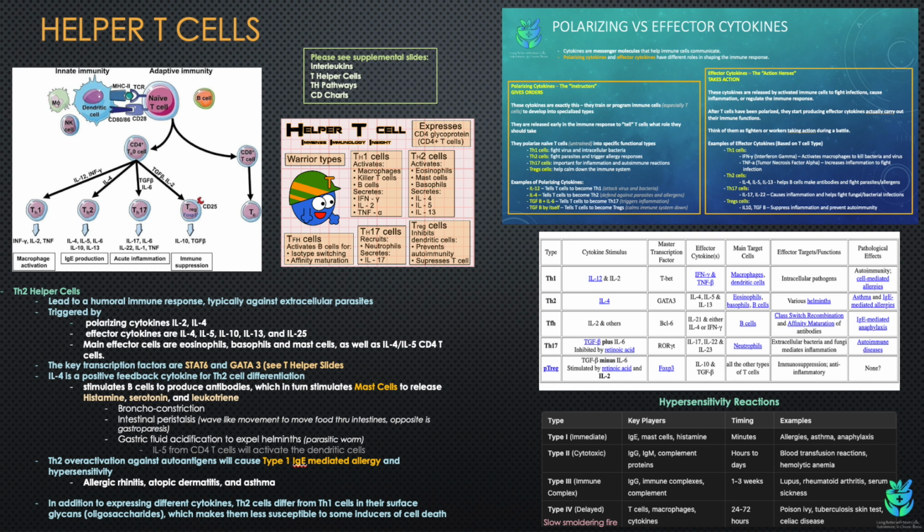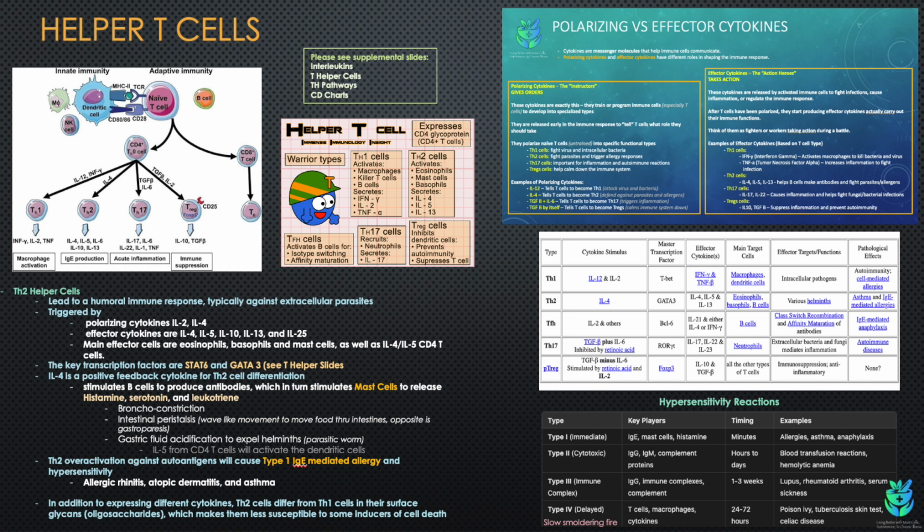So if you're having allergic reactions or intolerances, this is going to ramp up your immune system and trigger these helper cells. Interleukin 4 is a positive feedback cytokine for Th2 cell differentiation. It stimulates B cells to produce antibodies, which in turn stimulates mast cells to release histamine, serotonin, and leukotrienes. And this can cause bronchoconstriction and intestinal peristalsis. It's the wave-like movement that moves your food through the intestines, and its opposite is gastroparesis. It also affects gastric fluid acidification to expel helminths, which are parasitic worms.